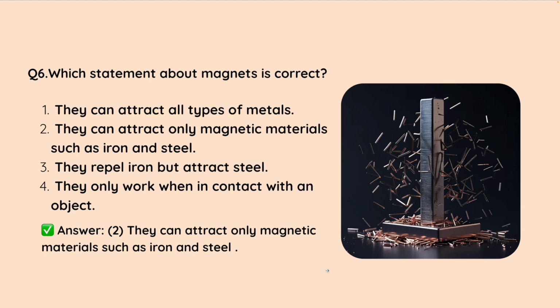The answer is 2. They can attract only magnetic materials such as iron and steel. Magnets do not attract all metals. They attract only magnetic materials like iron, steel, cobalt, and nickel.